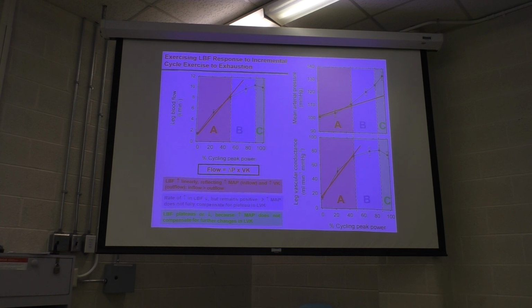And the multiplication of these two things, a decrease here and an increase here, is that you get this plateau or small decrease. So leg blood flow plateaus or decreases because the increase in pressure doesn't fully compensate. Does that make sense? Okay.